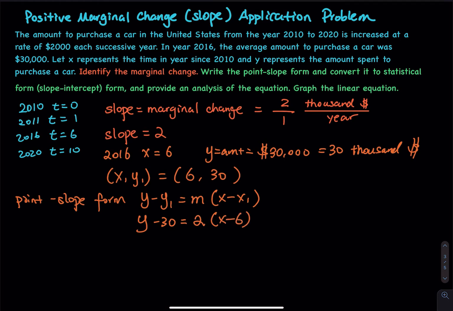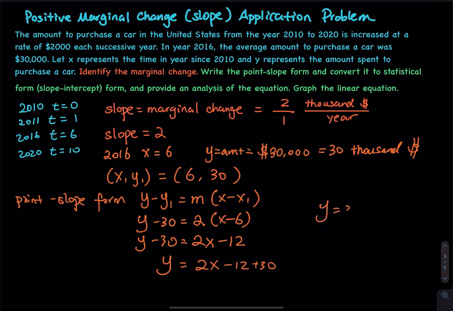Then you convert this point-slope form to slope-intercept form by first distributing the 2, so y minus 30 equals 2 times x, and then 2 times 6, and then you add 30 on both sides. So y equals 2x minus 12 plus 30, so y equals 2x plus 18 is my linear equation. This is my linear equation in slope-intercept form.